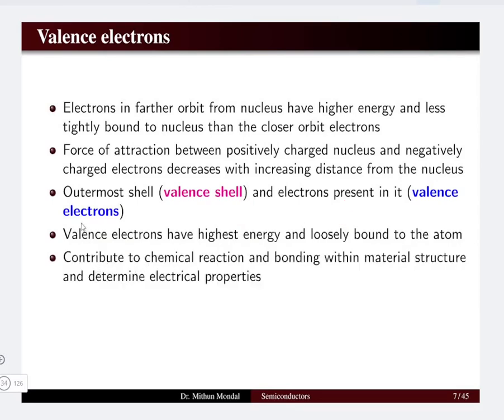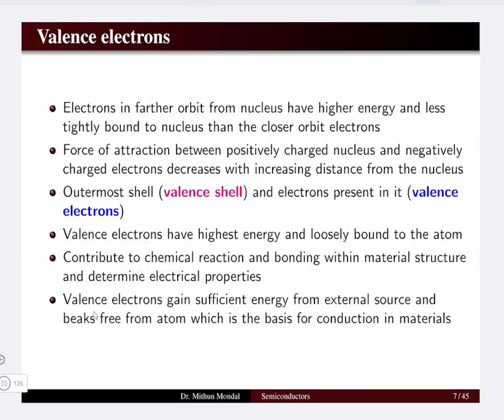Now these valence electrons are very important because they contribute to chemical reactions and bonding within the material structure, and they determine the electrical properties. So valence electrons play a very important role in chemical bonding and reactions within the material in general.